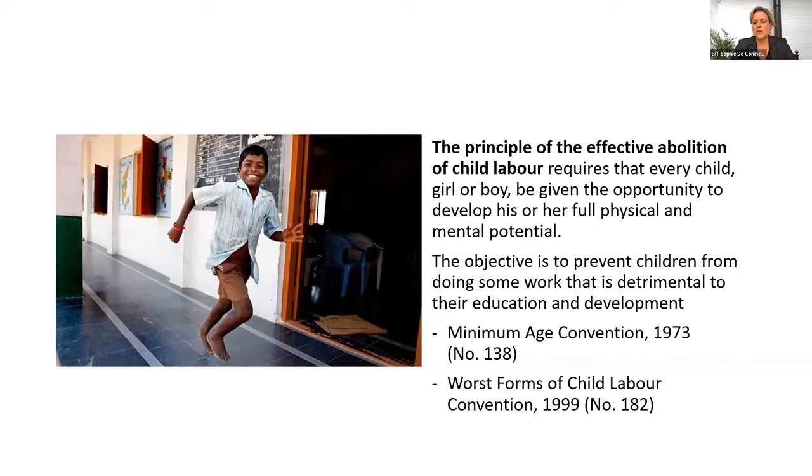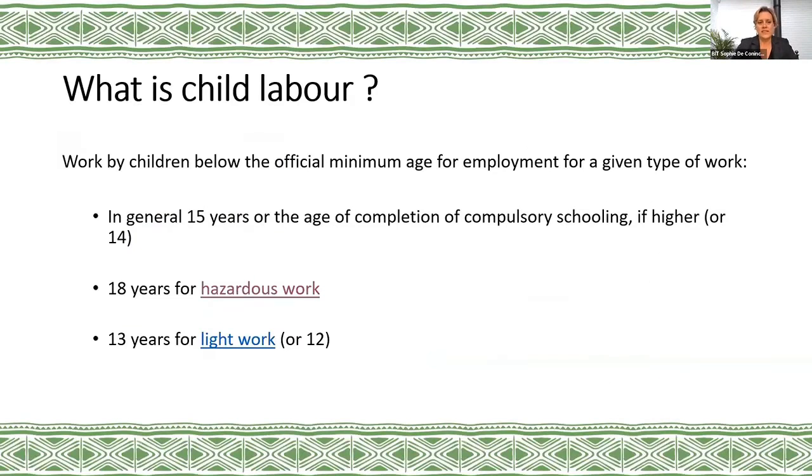So I will now clarify four concepts that are important and necessary to understand what is actually child labor to be abolished. They're very often used in an interchangeable way, and they should not be. They each refer to very specific realities. So what is child labor? The legal definition is that child labor is work that is done by children below the official minimum age for employment for that specific type of work.